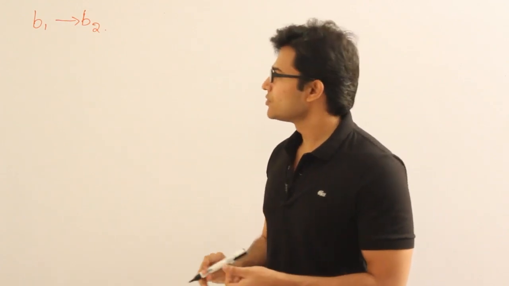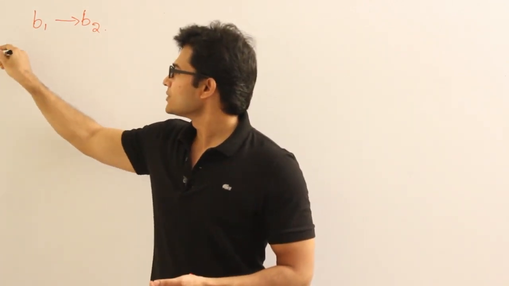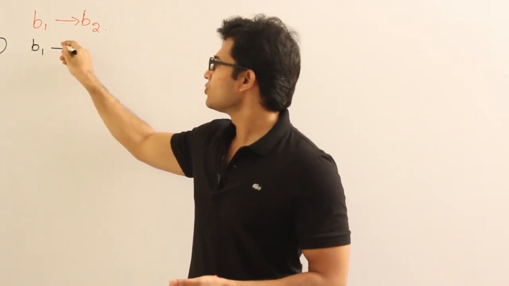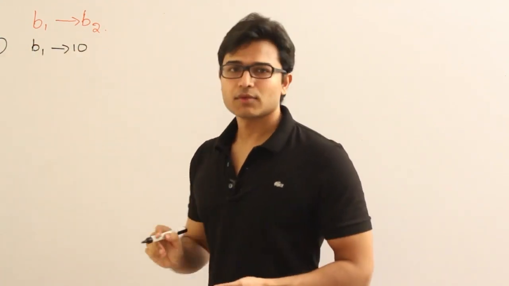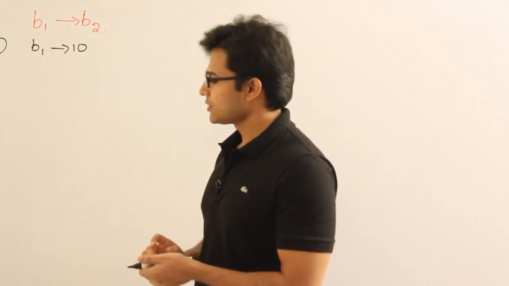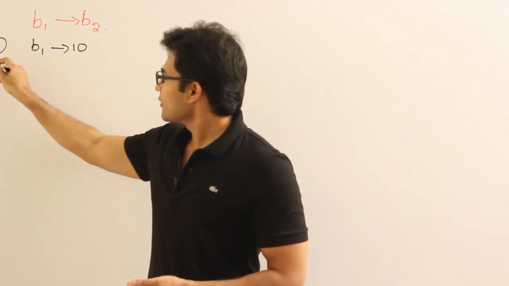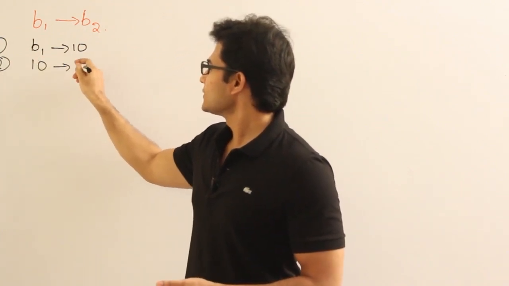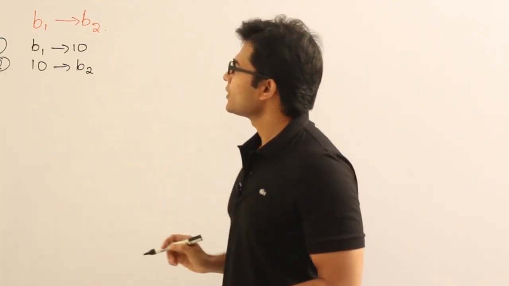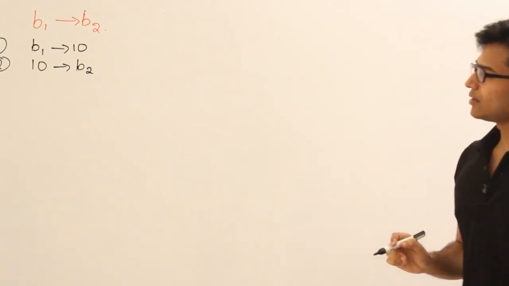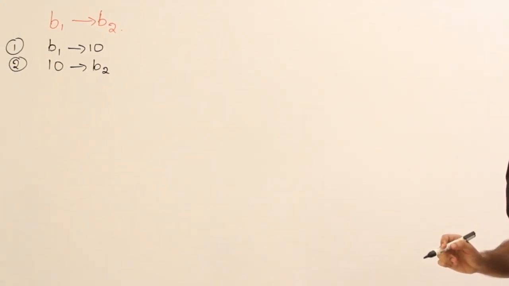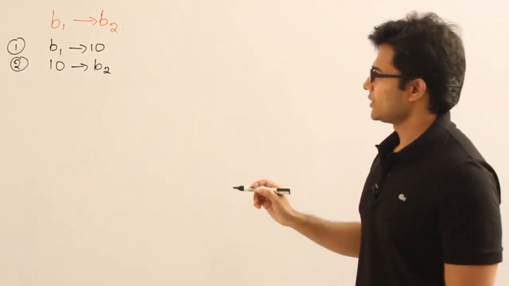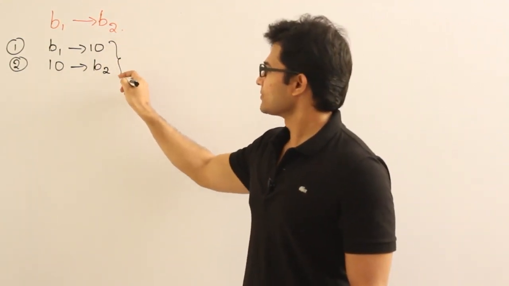The steps you should follow: first step is to convert the given number from base b1 to base 10. And then the second step is to convert the base 10 number to base b2. So there are two steps involved. Let's take both these steps and see with some examples how to do that. And then I'll tell you some shortcuts as well.